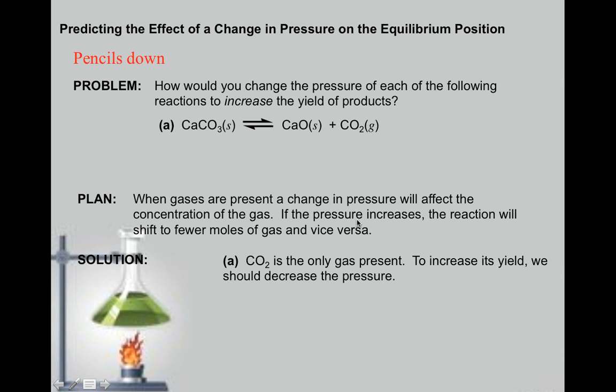So remember, we counted up the number of moles of gas on each side. We have 0 on this side, we have 1 on this side. Okay, we wanted to increase the yield of products. We decided the products have the most moles of gas. So the situation where we'd want to be around more people was when we were under less pressure. Okay, or you can just memorize that if you increase the pressure, it's going to shift to the side with the fewest moles of gas.